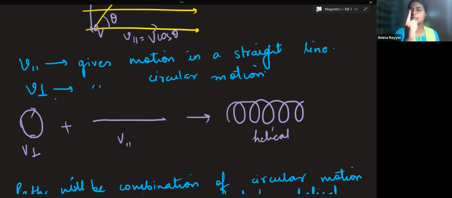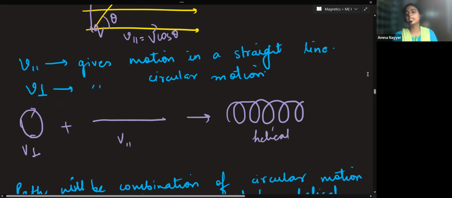So it will be like this, motion of a spring, in a spring-like manner, you say. Circular motion will be provided by the perpendicular velocity and the translatory forward push will be provided by the parallel component of velocity. So when you combine both of these, you will get a helical motion. Fine. So if the fourth case comes, it comes in your theoretical questions only.